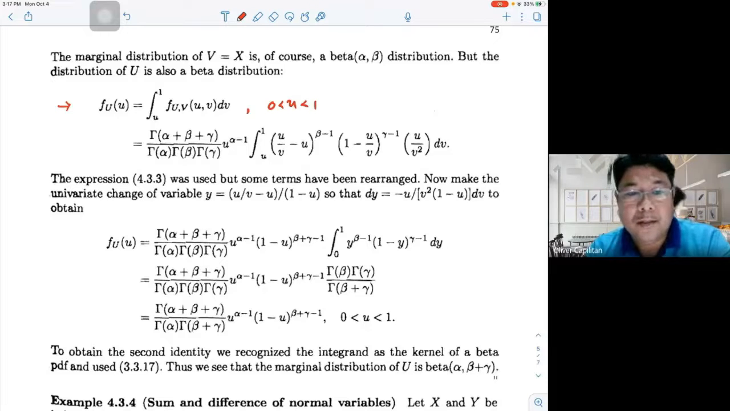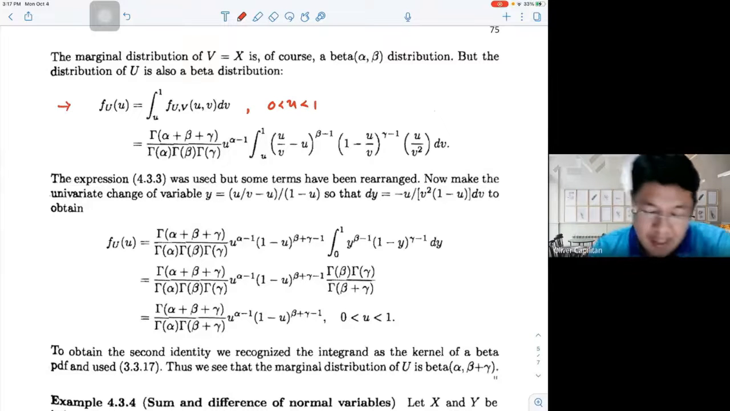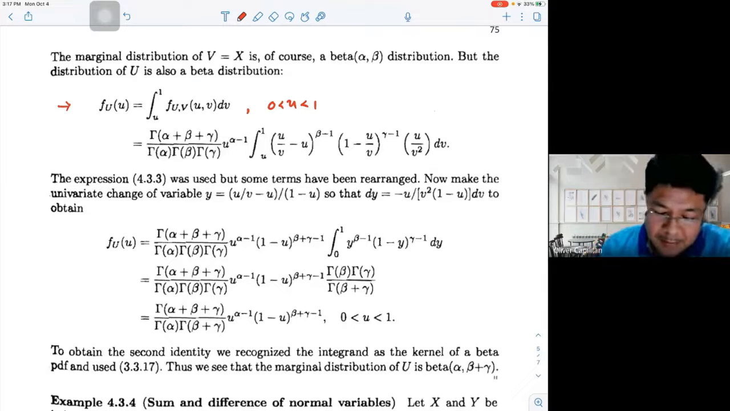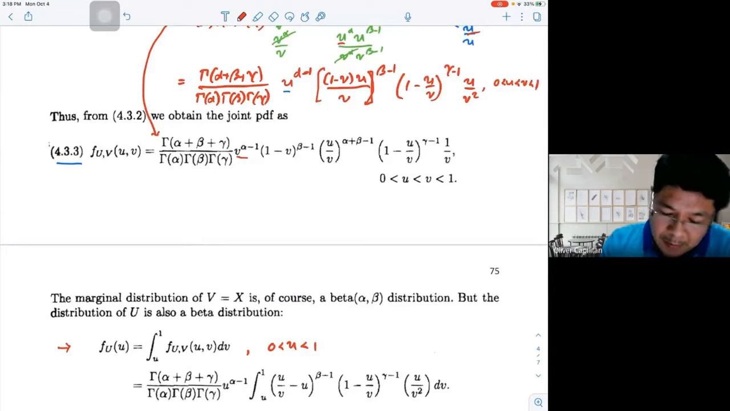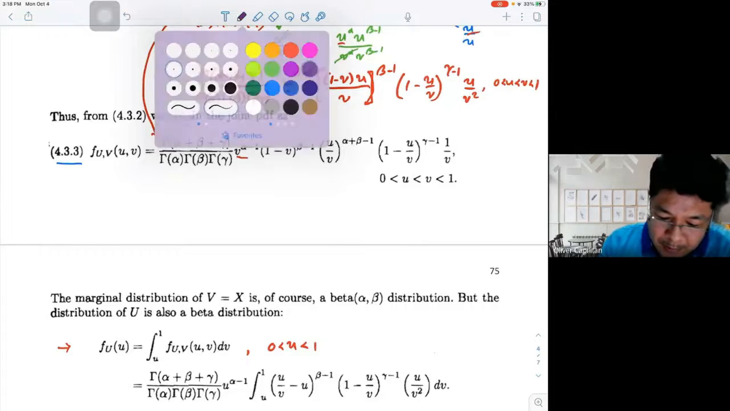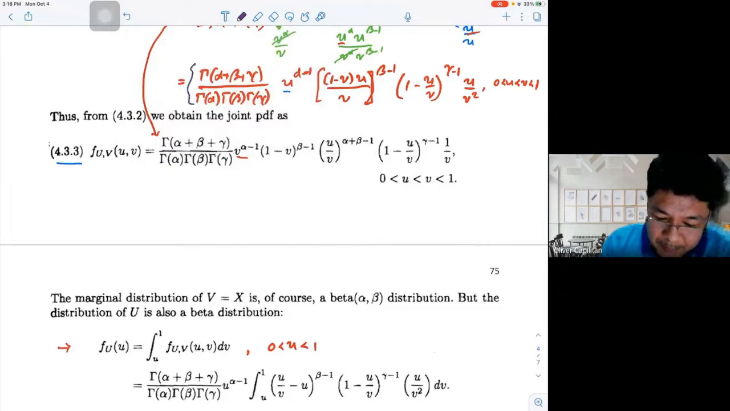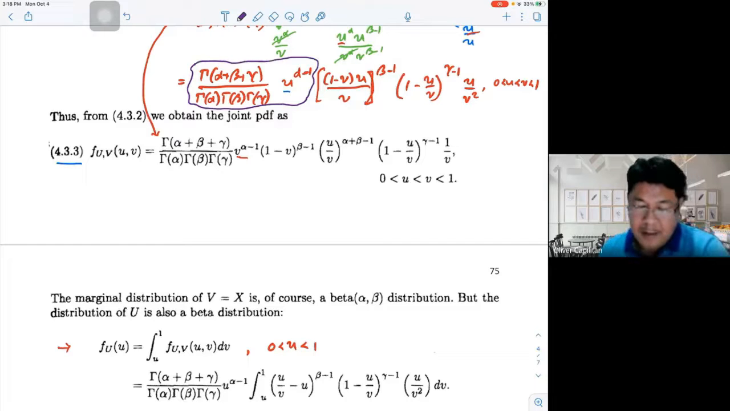So we just substitute our joint PDF of U and V. We write the terms that do not depend on V before the integral sign. So we take out this part, if you look at it above. Then we simplify, and what remains as the integrand is that.